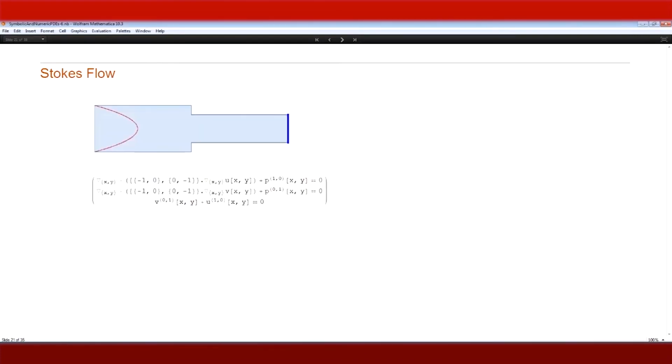As another example, let's look at Stokes flow. Stokes flow is a system of 3 coupled PDEs, and they're depicted below. We have u and v as velocity components and p as a pressure. The example we'd like to analyze now is a narrowing channel. On the left-hand side, depicted in red here, we have an inflow boundary condition that specifies the velocity in the u direction. The u direction is equivalent to the x direction. And on the right-hand side, we specify a pressure of 0 at the outflow.